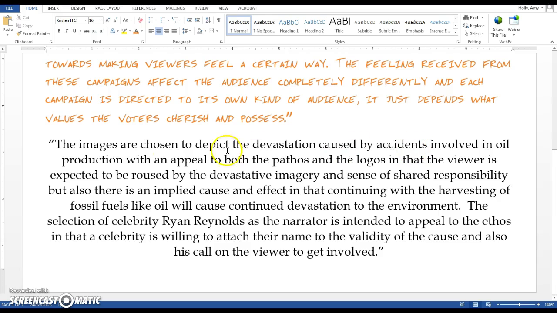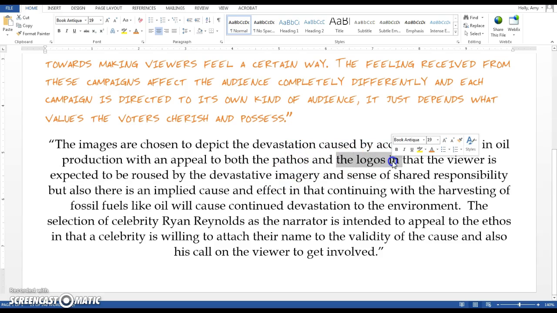So for example, here this writer says, with an appeal to pathos, and then goes on to provide an example of that in that the viewer is expected to be roused by the devastating imagery and sense of shared responsibility. That is definitely pathos, because anytime we're talking about rousing the audience or tapping into their emotions to really make them passionate or motivate them, that's going to be a pathos point.